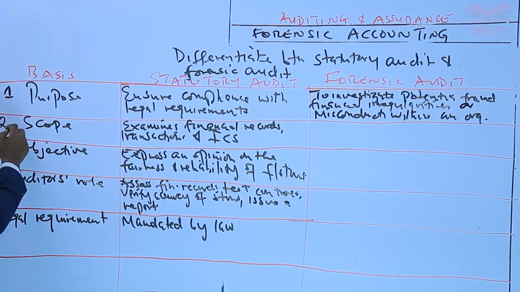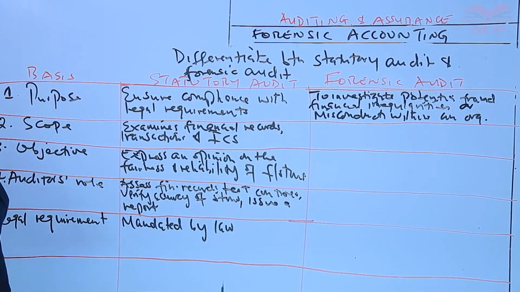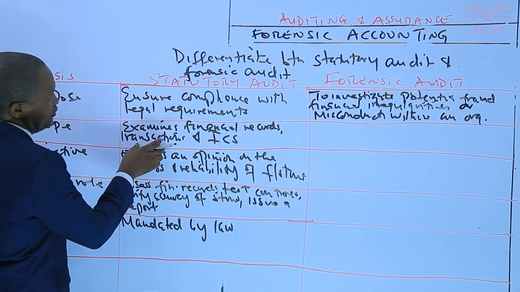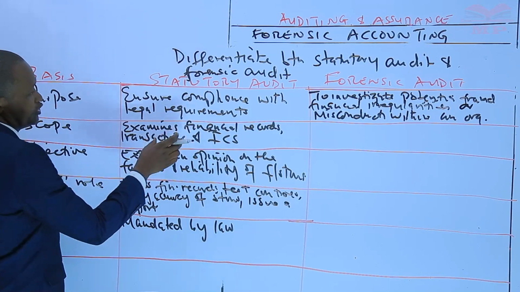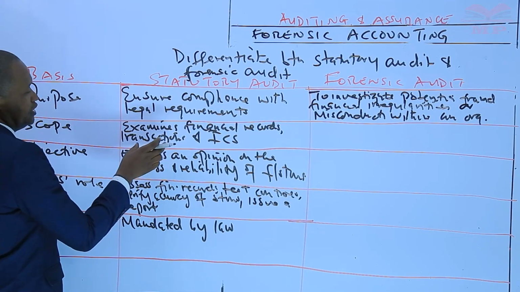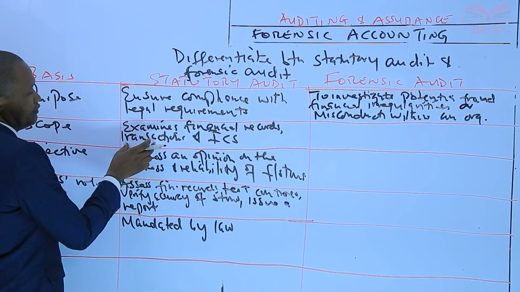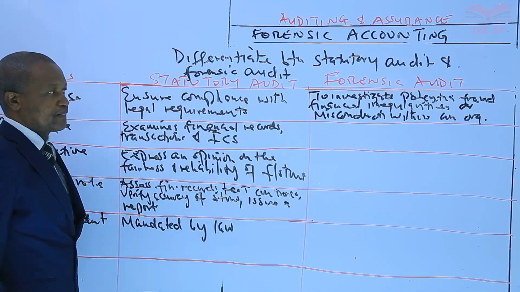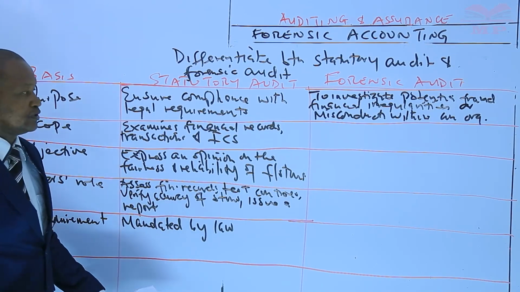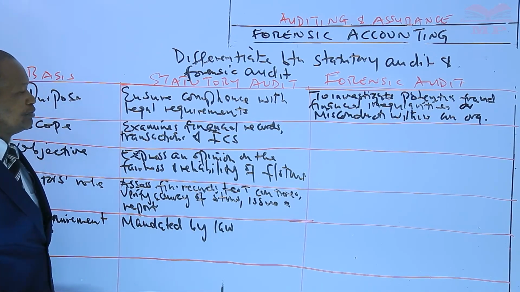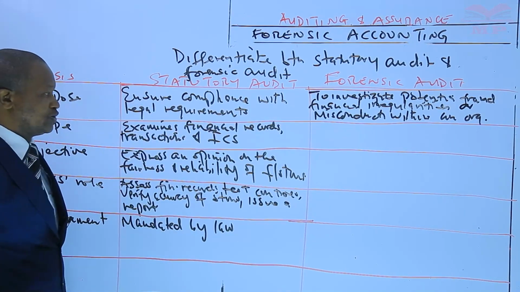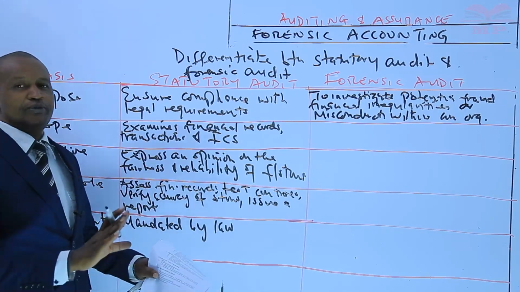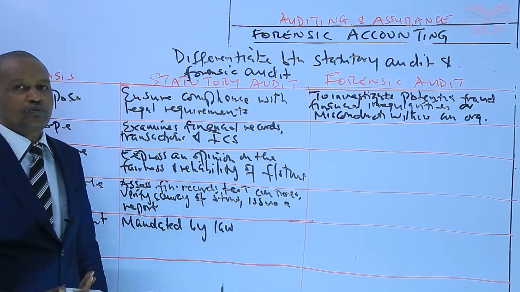Then number 2 is the distinction based on the scope. We've seen that the scope of a statutory audit is to examine financial records, financial transactions, and the internal controls. Before the auditor issues an opinion, he examines financial records. They are limited to financial records, financial transactions, and the company's internal control.